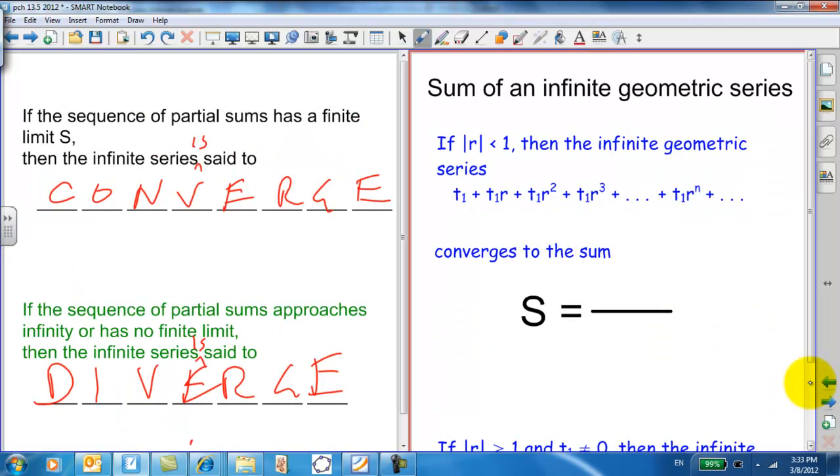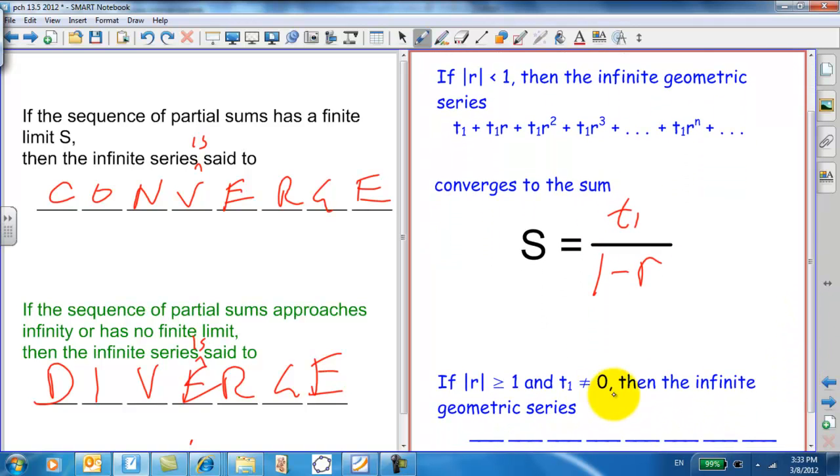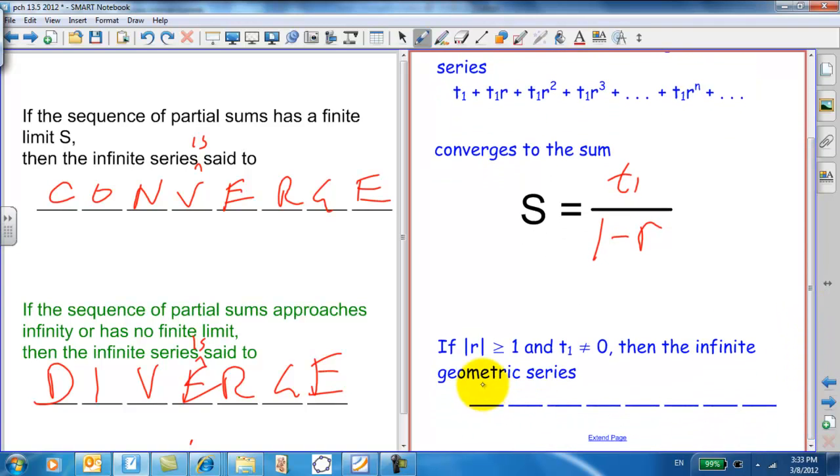Now, we're going to focus on infinite geometric series. So if the absolute value of r is less than 1, then the infinite geometric series given by these formulas converges to the sum t sub 1 over 1 minus r. Remember that? It's one of the easiest formulas from this section. Now, if the absolute value of r is greater than or equal to 1 and t sub 1 is not equal to 0, then the infinite geometric series does not converge. It diverges.